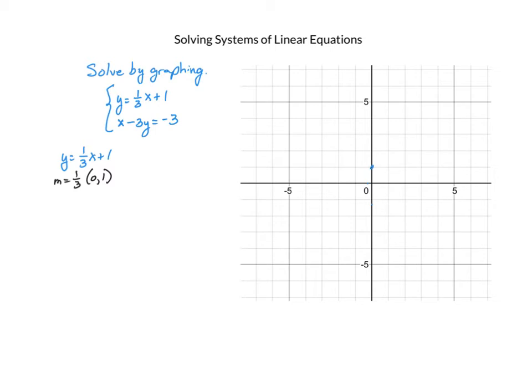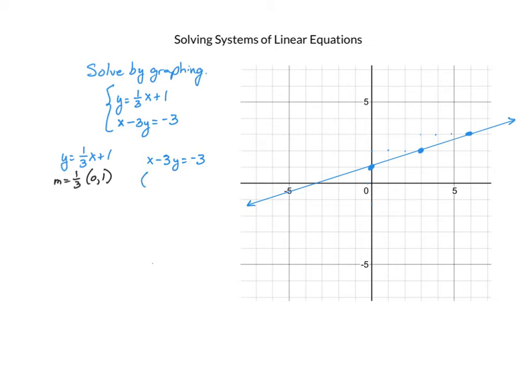So our y-intercept is here. Our slope is 1/3. So up 1 over 1, 2, 3. Up 1 over 1, 2, 3, and I can draw my line. My second equation is x minus 3y equals -3, and I could certainly solve for y as I did on the previous example, but we could also just find the x and y intercepts.